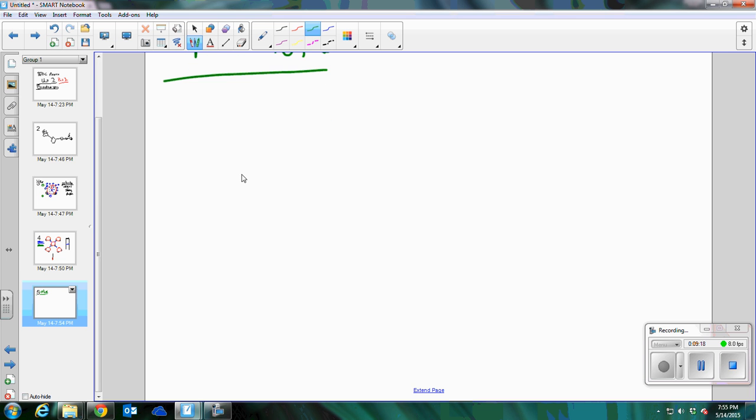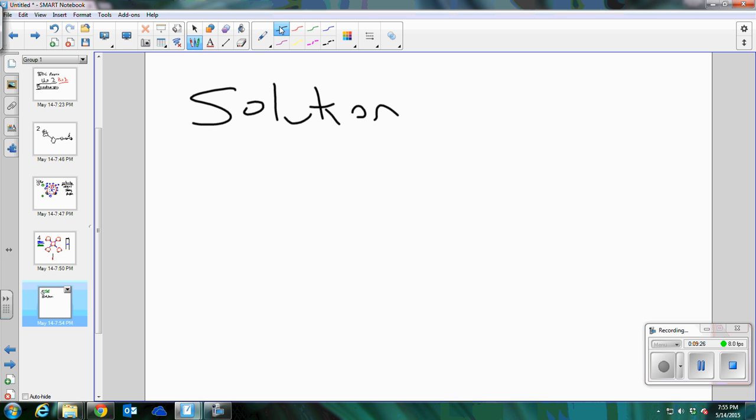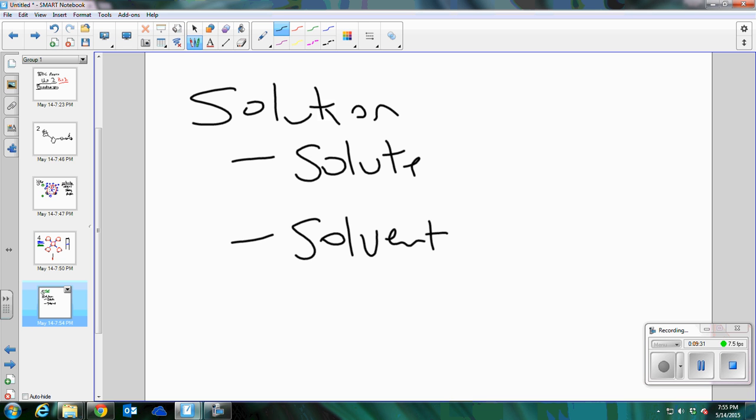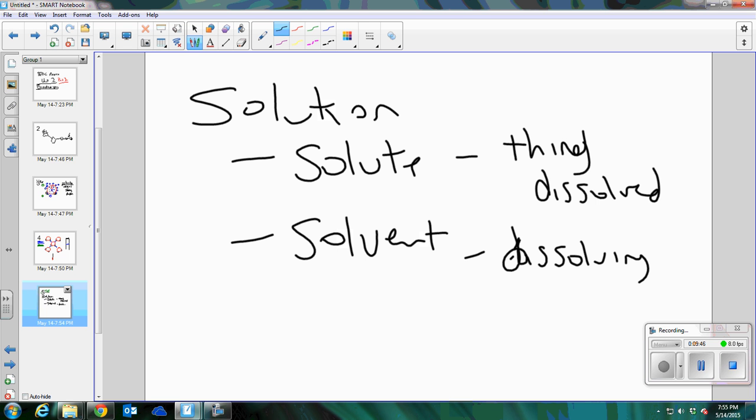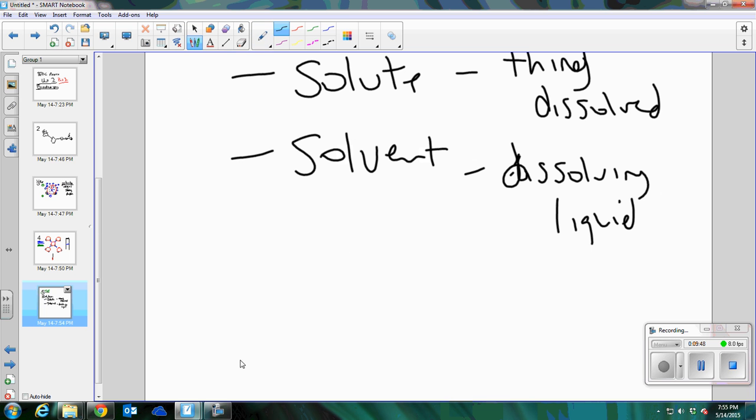And in a solution, you have two parts. You have the solute and the solvent. The solute is the thing that is being dissolved. And the solvent is the dissolving liquid. Now, this is where water comes in. Water is the universal solvent. It dissolves lots of things.